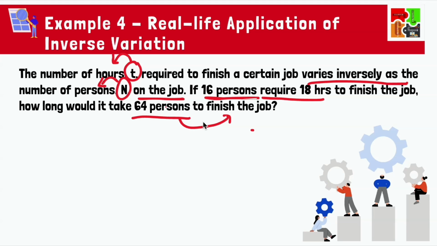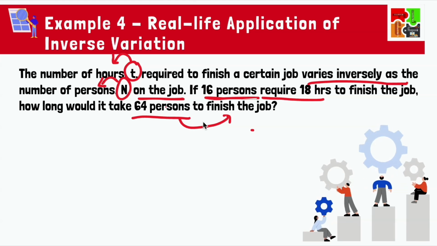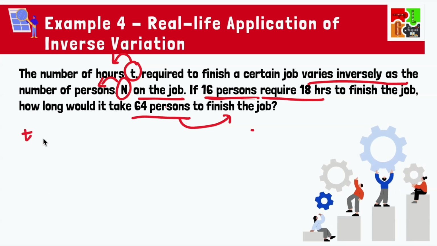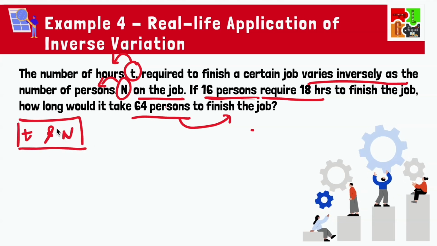If you notice, the first is 16 persons, and the time they worked is 18 hours. This means, if more people work, do you think their work will be faster? So, let's look at it in our example. Because T, the time, and N are inversely proportional, we can use the method that we used earlier.